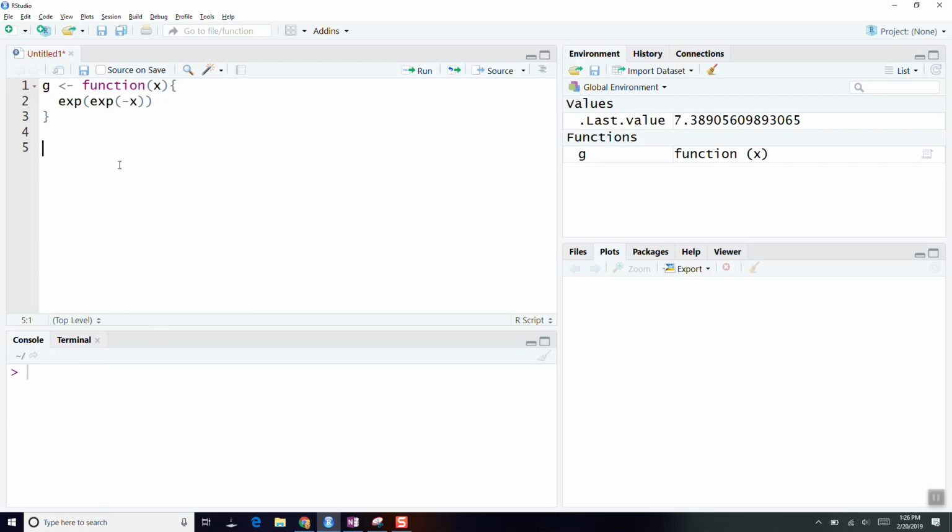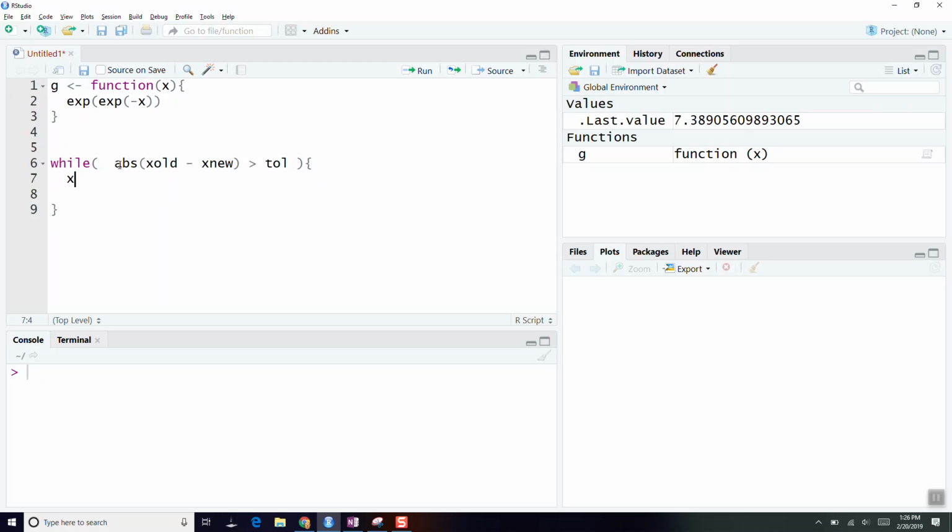And I'm going to just write while the absolute value of x old minus x new. So how much did x old change versus x new? And we're going to say, well, that's greater than some tolerance.